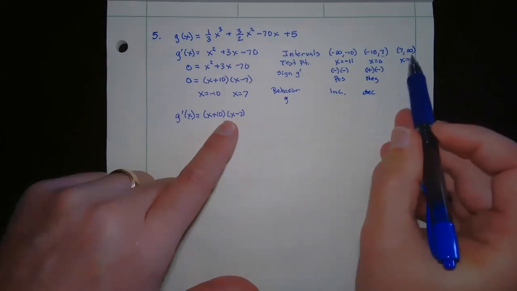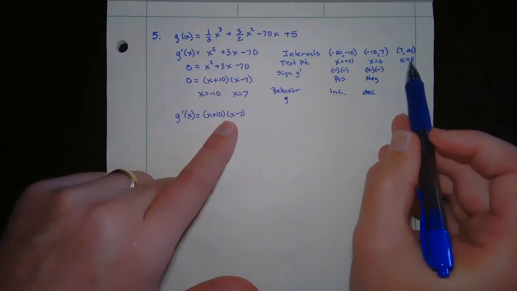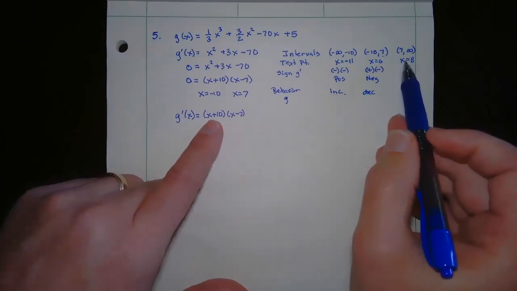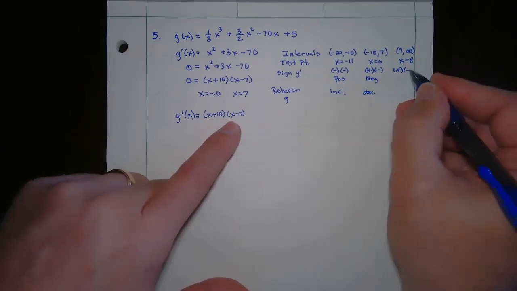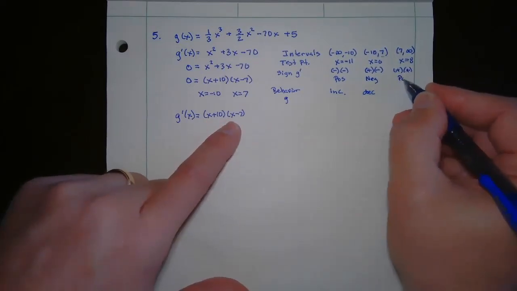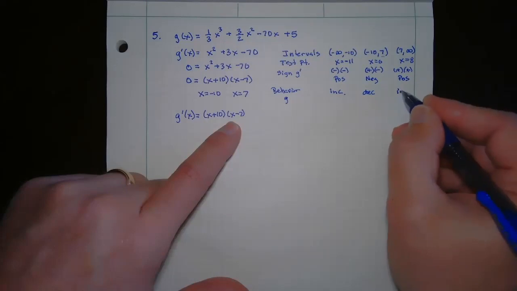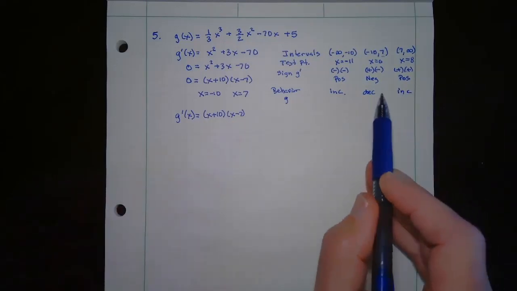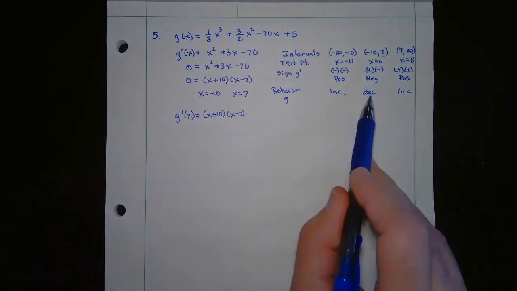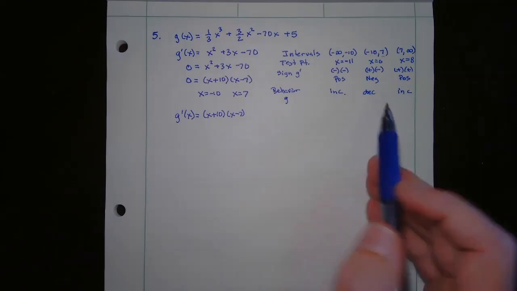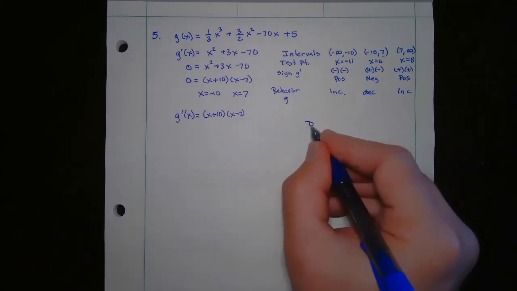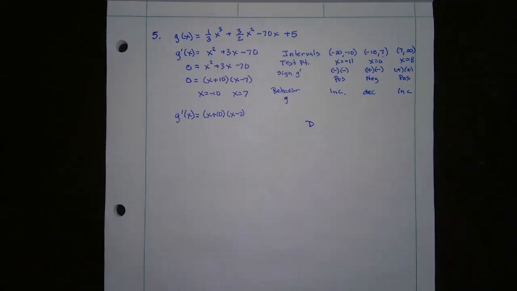And then from 7 to infinity, we put 8 in, so 8 plus 10 is going to be positive, and we put 8 in here, it's going to be positive. A positive times a positive is positive, which tells you this is increasing. It was asking where it was decreasing, so the interval on which it was decreasing is negative 10 to 7, which is answer D. And that's the answer for number 5.